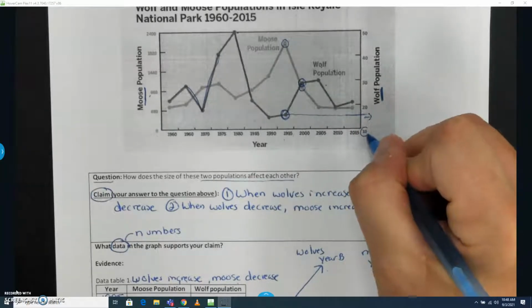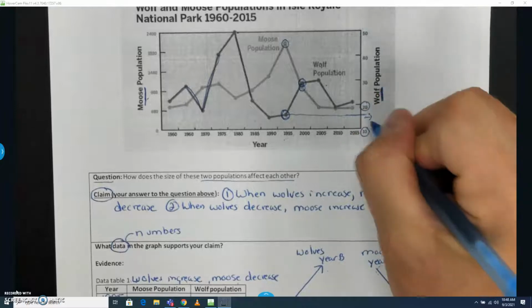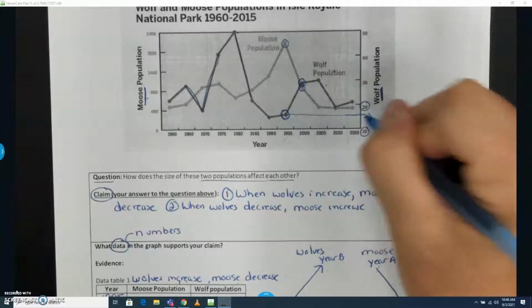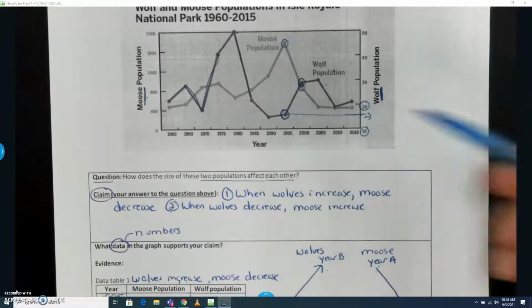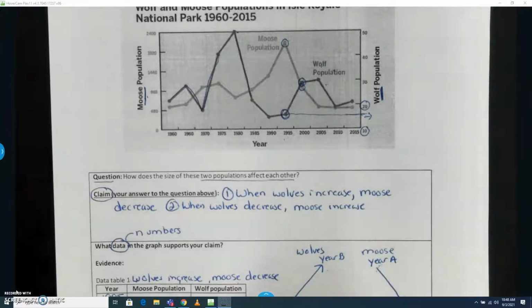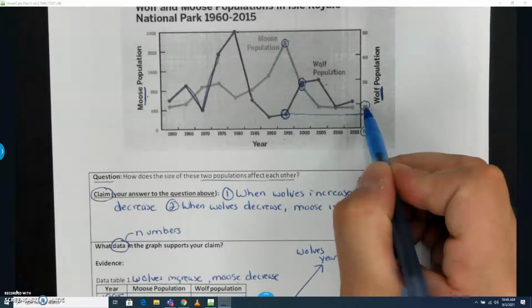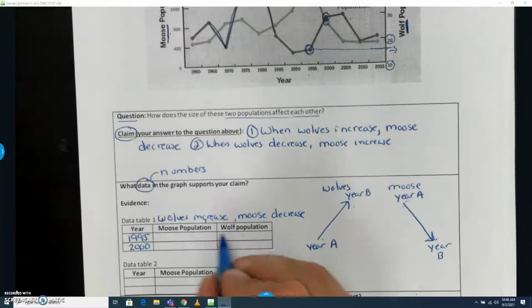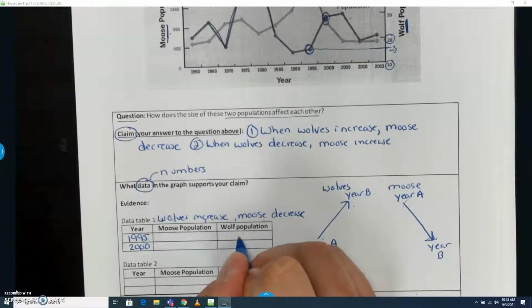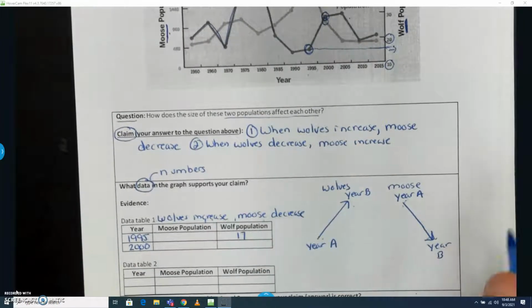And I can see that we start at 10. This is 20. That's a little bit more than halfway, so it's a little bit higher than 15. Maybe that's 16 or 17. We'll just call that 17. So that is our wolf population in 1995. So I can go down to my data table. Wolf population, 1995. We're saying 17.